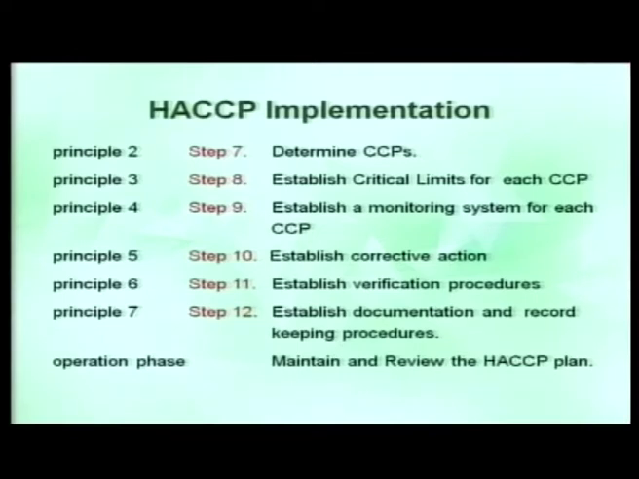Then we go to principal step 4, which talks about monitoring of this system for critical control points. Because if you have established something, you need to see that the system is going as per your established limit. Then your principal step 5 says, whenever there is any failure, whenever a system goes up and down, you need to take a corrective action. So you establish a corrective action system.